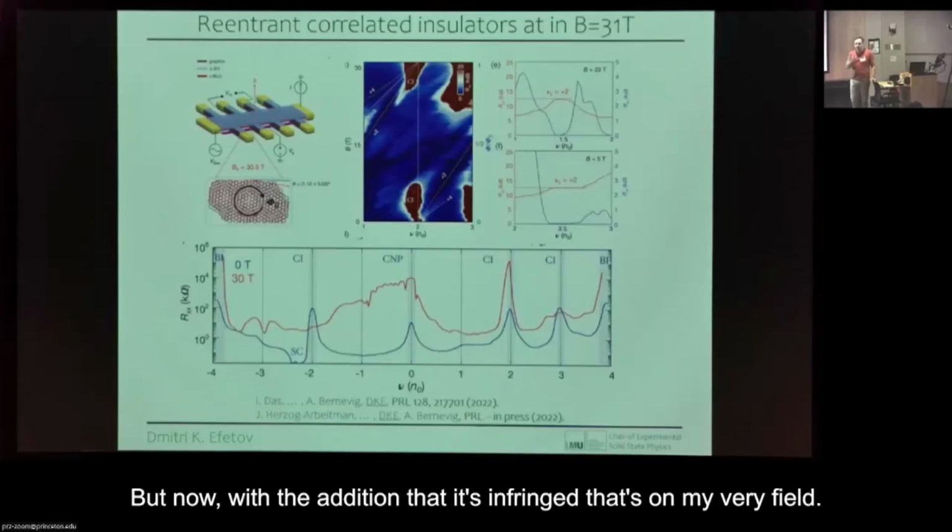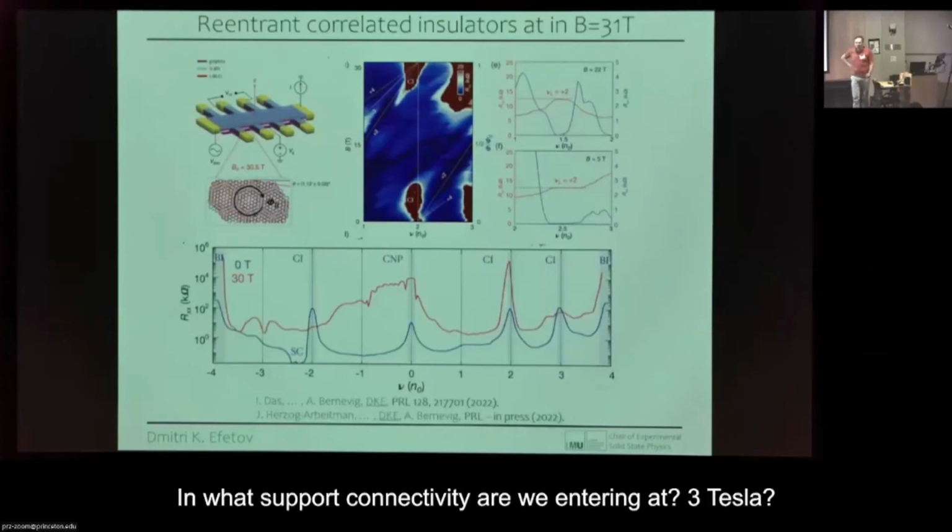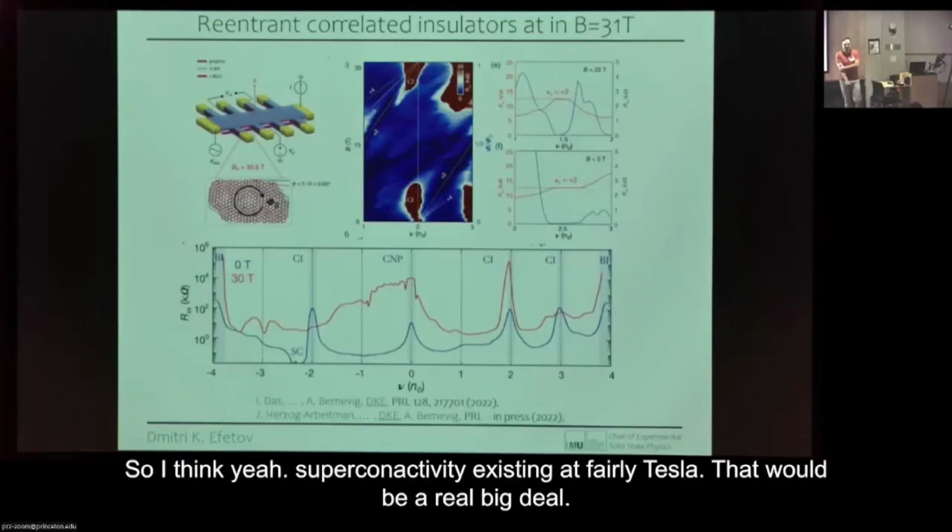Yeah. Why is the superconductor not real? Yeah, exactly. Of course, we were much more interested in superconductivity re-entering at 30 Tesla. Superconductivity existing at 30 Tesla would be a really big deal. That's of course what we're still hoping to see.